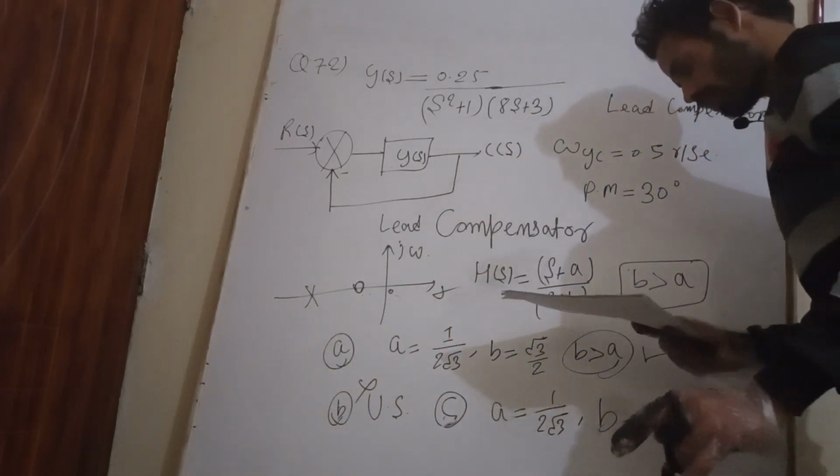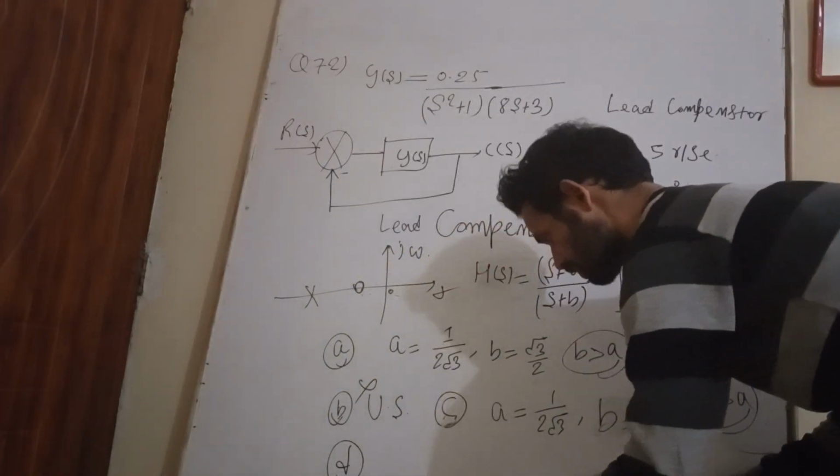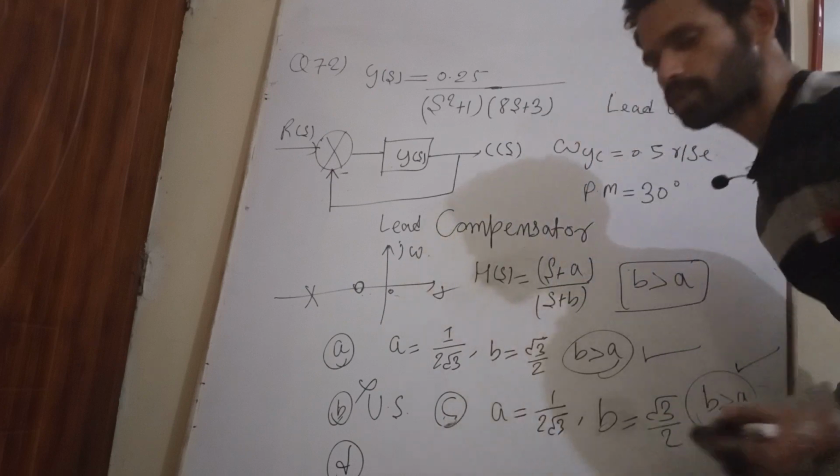Now if you see option D, let's say option D is what? Is it visible?